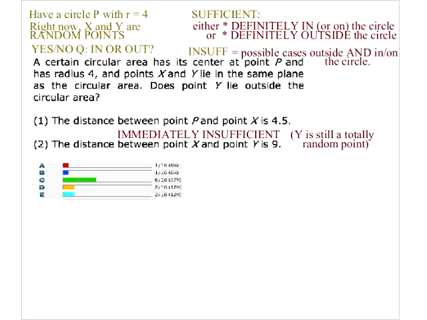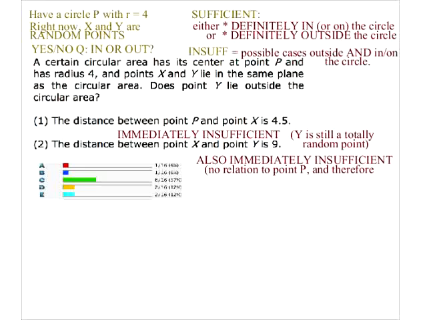Statement 2, also immediately insufficient because there's no relationship to the circle. No relation, because the circle is only a function of point P. There's no relation to point P here, and therefore no relation to the circle. So if you pick D especially, that's trouble, because these are two statements that are both pretty immediately insufficient. If you pick D, what that means is just that you didn't figure out this stuff ahead of time, and that you were just kind of wandering through this problem without a lot of direction.